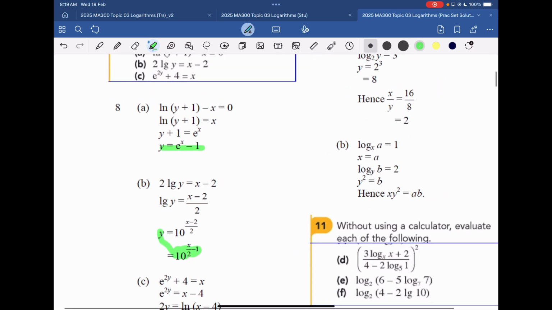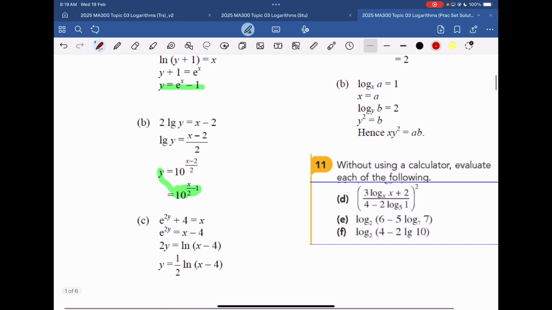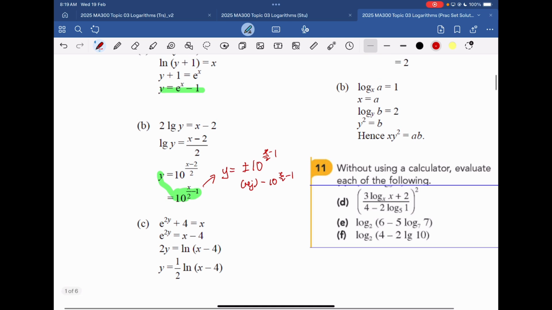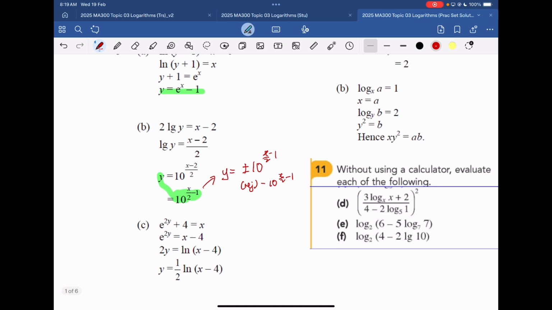Now a note: when I was marking 8b, some of you may have gotten something like plus minus 10, x minus x over 2 minus 1. There is no minus, you must reject the minus. You must reject the negative. If you have a negative, you need to reject the negative. Why?